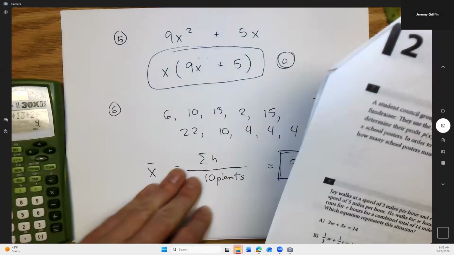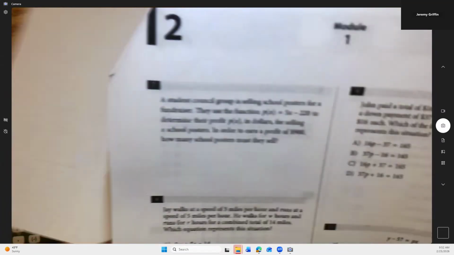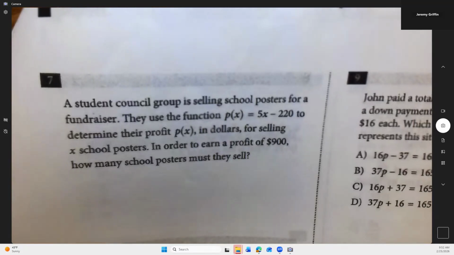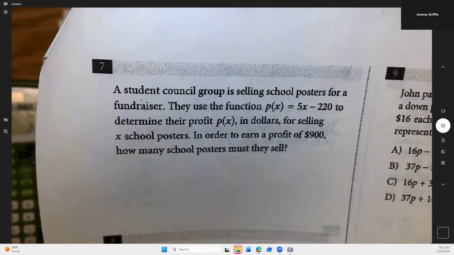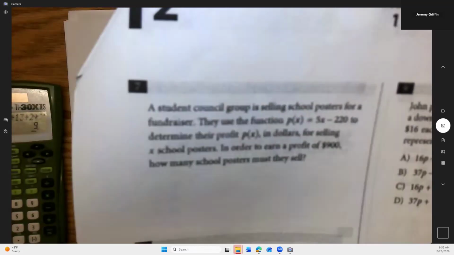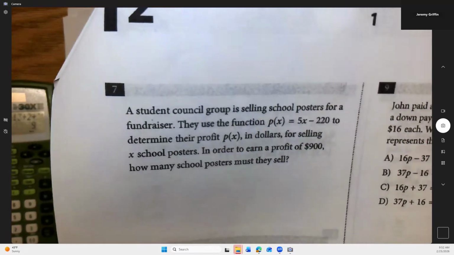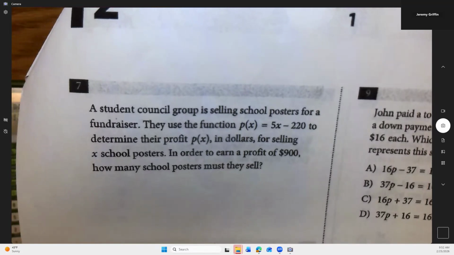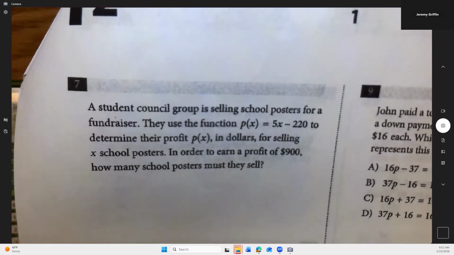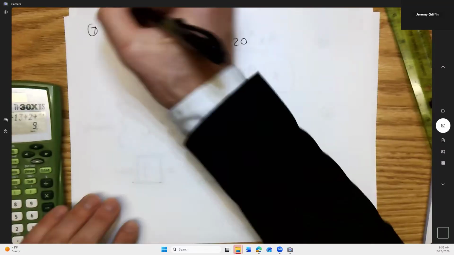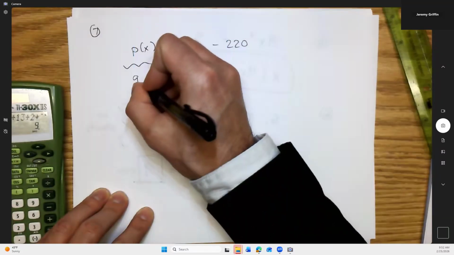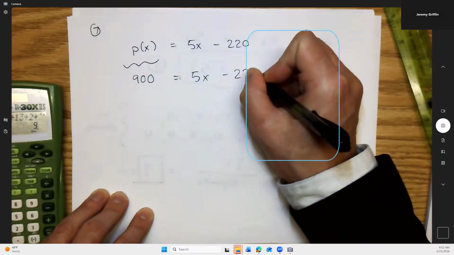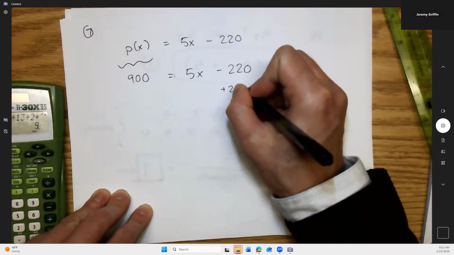Right, number 7. Student council group is selling school posters for a fundraiser. They use the function p of x equals 5x minus 220. Write that down. P of x equals 5x minus 220, to determine the profit for selling x school posters. They want to earn a profit of $900. How many posters should they sell? So this p of x, we're going to set to 900, as in $900. And we have to solve for how many posters. We can solve for x. So maybe I should add over the 220.